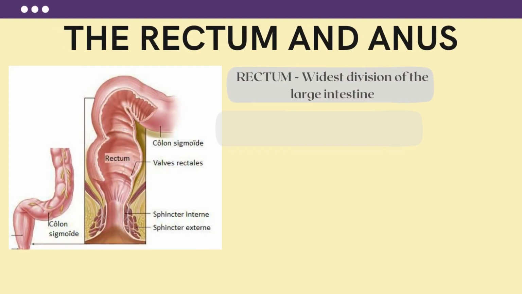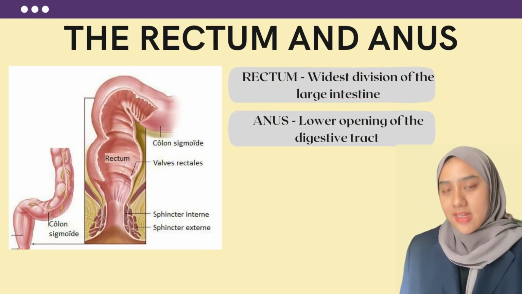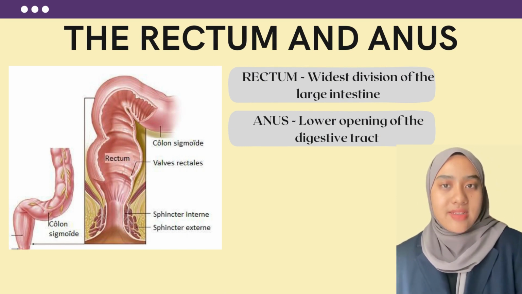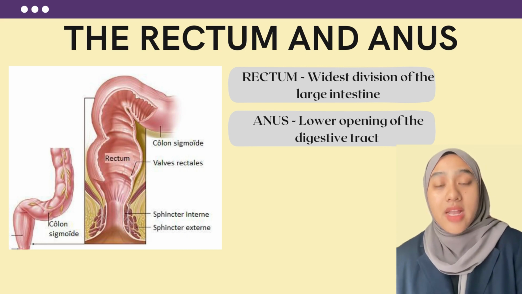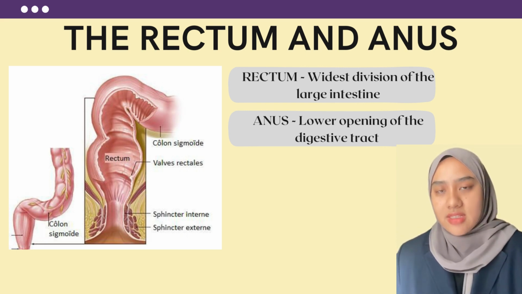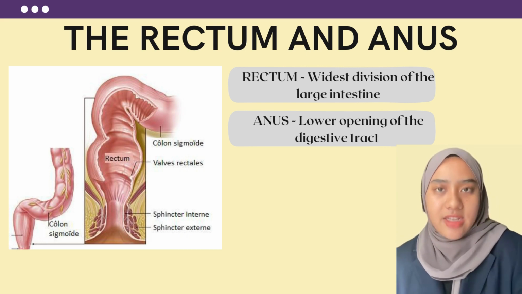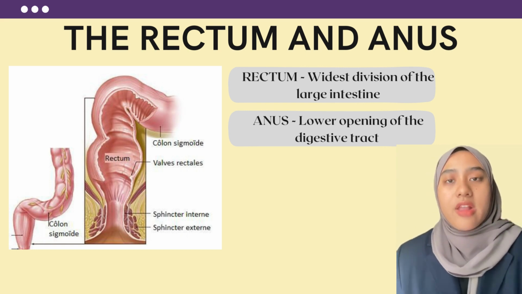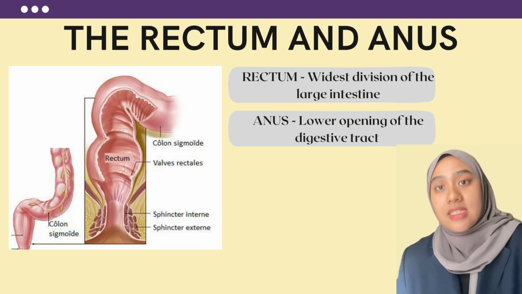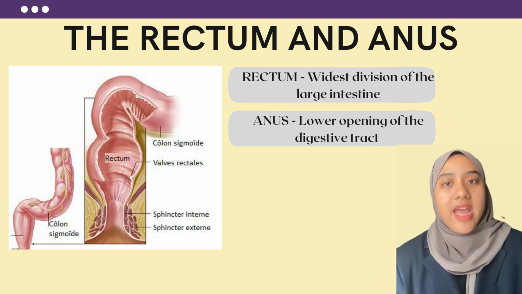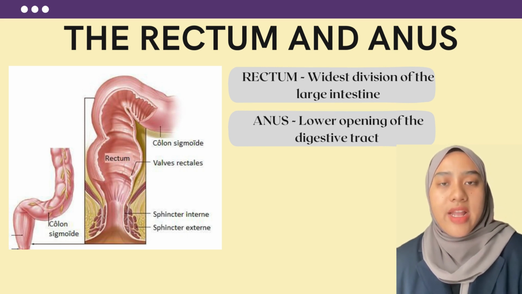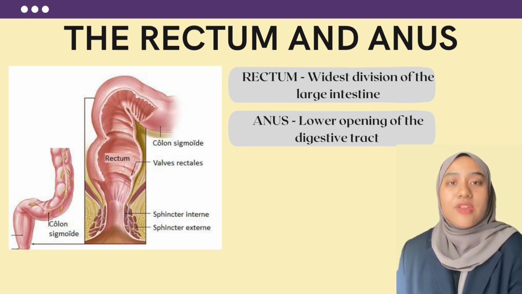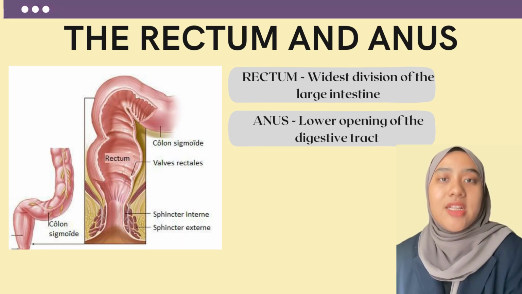Now I'm going to explain about the rectum and the anus. The rectum is the widest division of the large intestine. It makes up the last 4 inches of the large intestine and ends at the anus. The anus is the lower opening of the digestive tract. The flow of waste through the anus is controlled by the internal anal sphincter and the external anal sphincter. The term anorectal refers to the anus and rectum as a single unit.